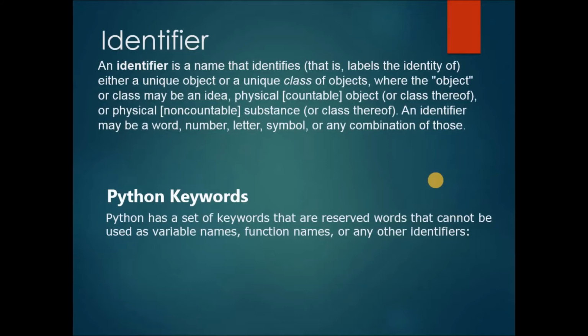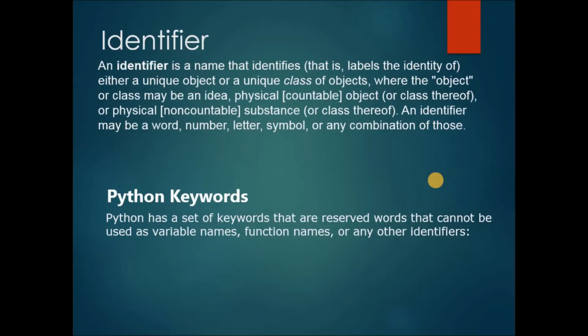In place of num you can write Maria also; that is also an identifier. But some words already have a predefined meaning in the Python library, and we use them in Python programs. Those are known as keywords. You have to remember the difference between identifier and keyword.